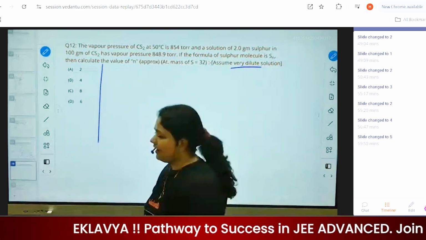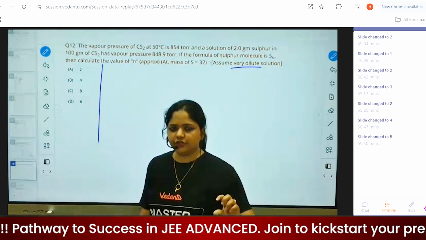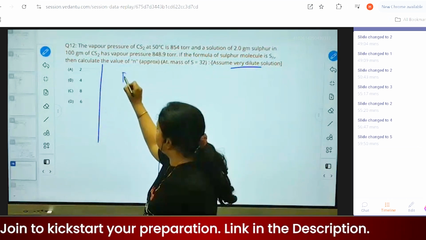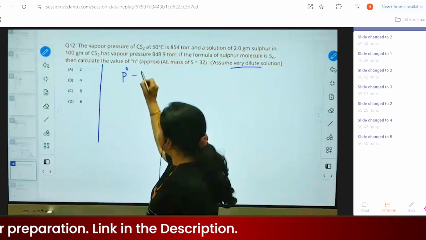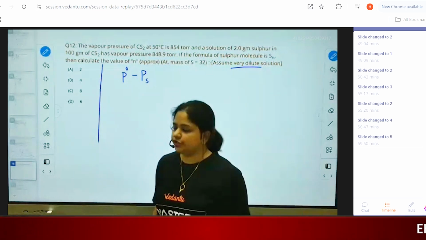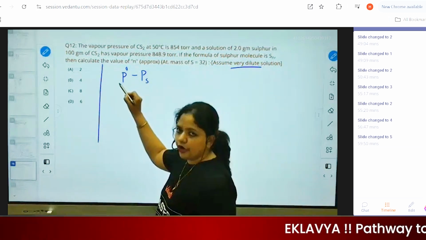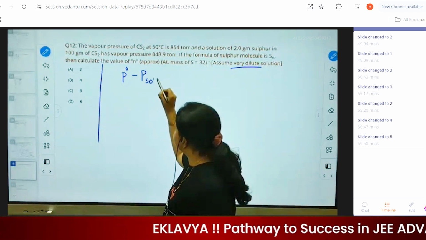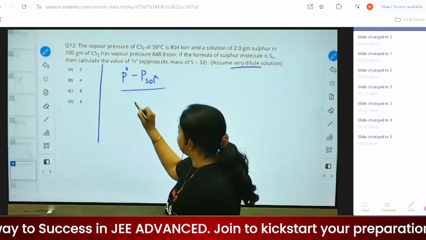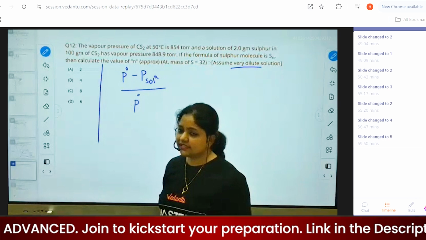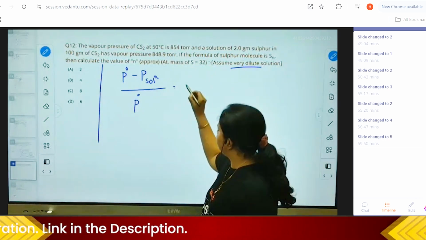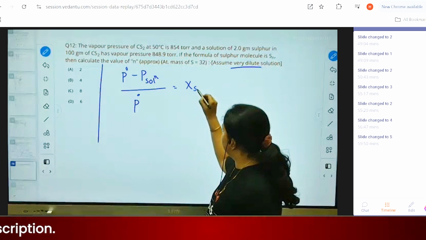So if I have to write down, vapor pressure of pure solvent is always more. Let me write down vapor pressure of pure solvent minus vapor pressure of solution. This is of pure solvent, this is of solution. This is lowering of vapor pressure. If I take it with respect to P naught, this is relative lowering of vapor pressure, which is equal to mole fraction of solute.